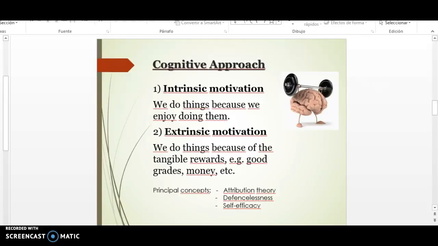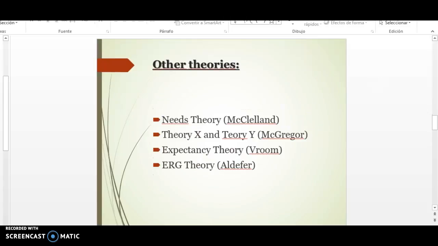Well, as you can imagine, these two theories about motivation are not the only ones, but there are lots of them. However, I chose only 4 of them, which I'm going to present very briefly to you right now. They are needs theory, theory X and theory Y, expectancy theory, and ERG theory.